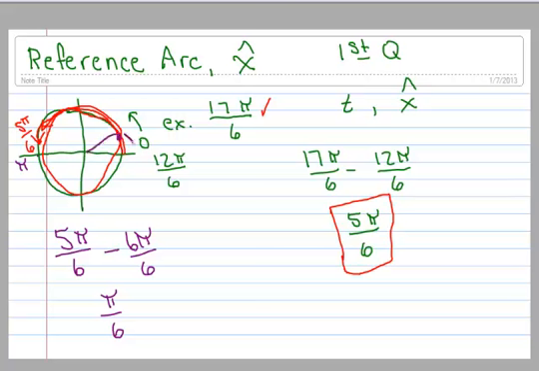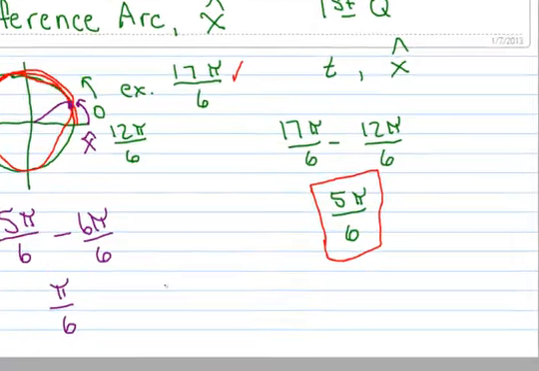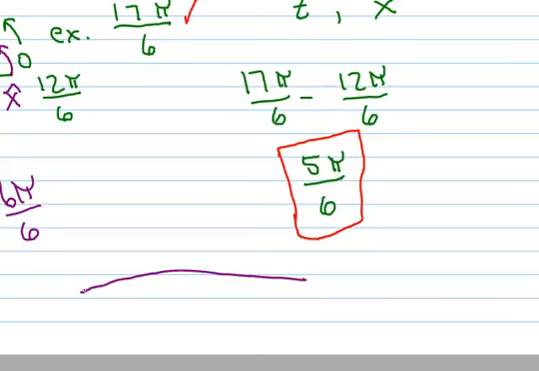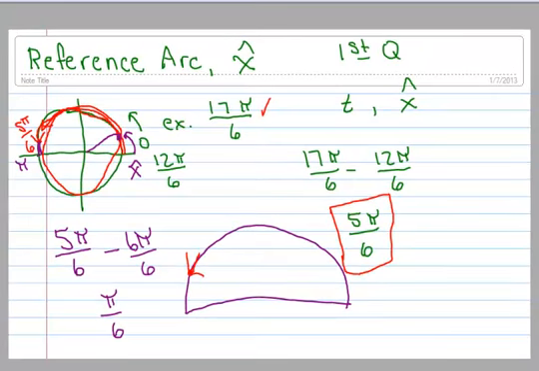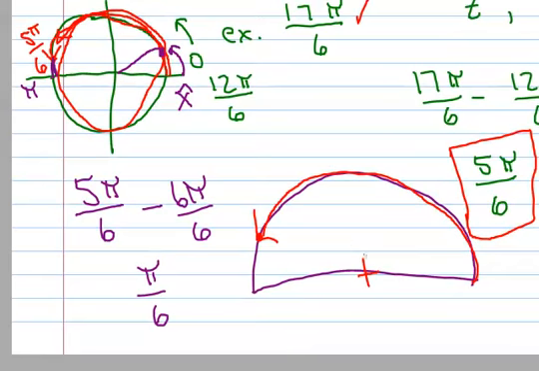And that reference arc here, right there, that's my reference arc, X, with a little hat over it. That's the same as this distance right over there. Let me draw a little bigger picture of the top of the circle. Okay, so here's 5 pi over 6 right here. And let's make our center right there. And then we said pi over 6 is right here. There's our reference arc. This is pi over 6.